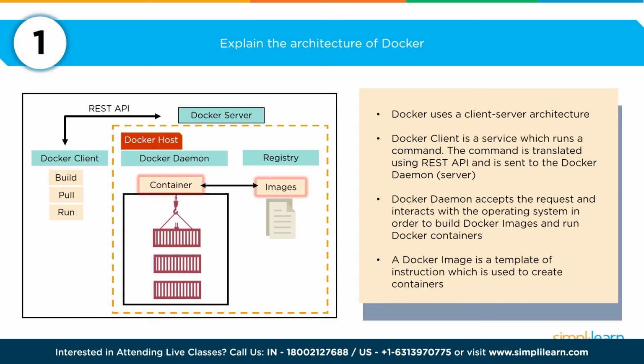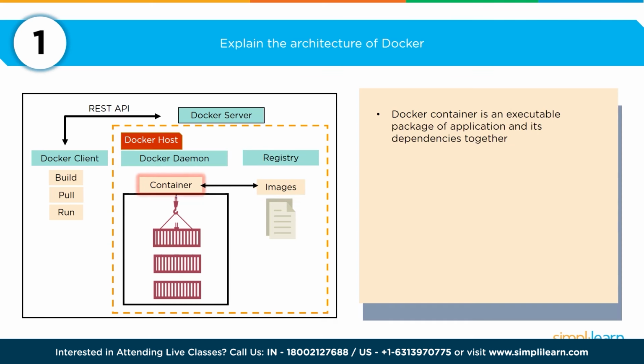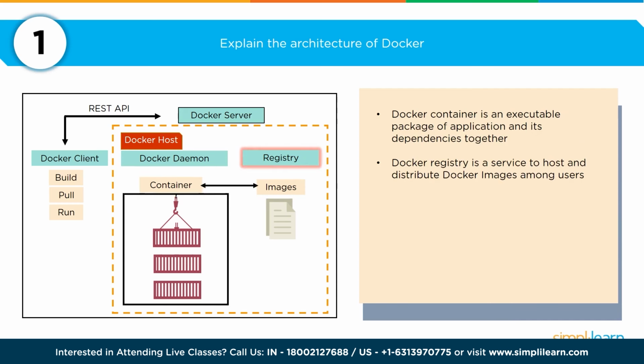The Docker image is a template of instructions which is used to create containers. The Docker container is an executable package of applications and its dependencies together. And then finally, the Docker registry is a service to host and distribute Docker images among other users.